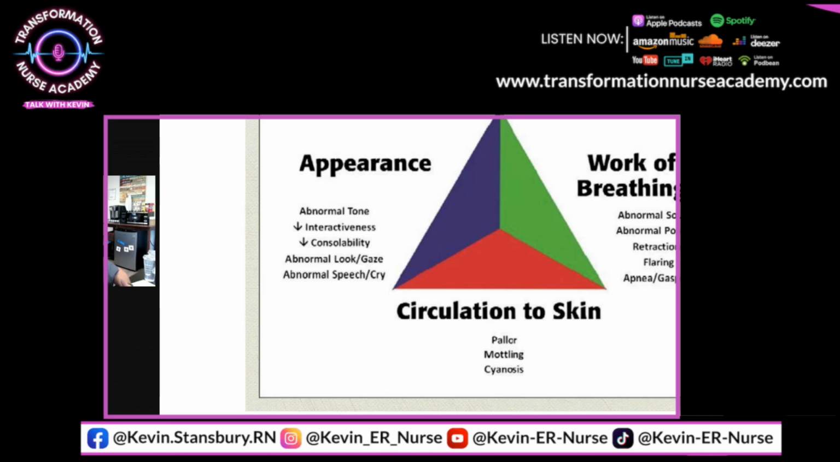Skin circulation, they're talking about pallor, mottling, cyanosis. Pallor, you're pale. Mottling, you're a little bit splotchy, you know, with these red and bluish kind of dots. And in cyanosis, your patient's turning blue. That's what they mean by using the Pediatric Assessment Triangle.